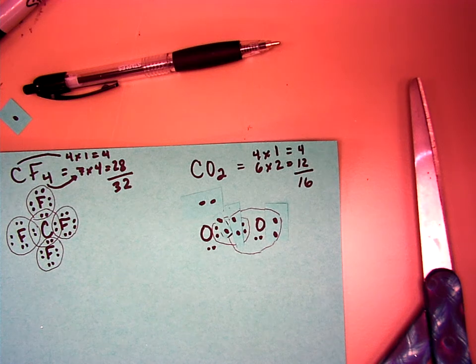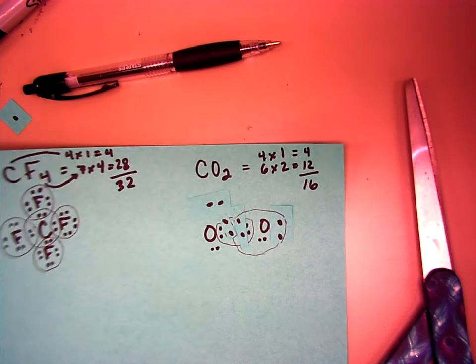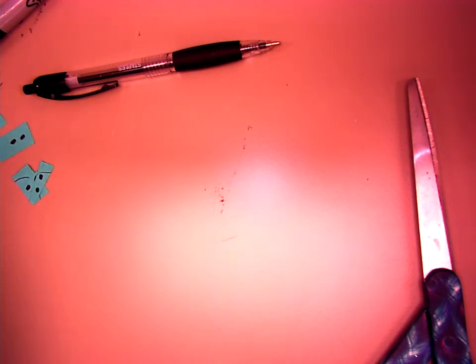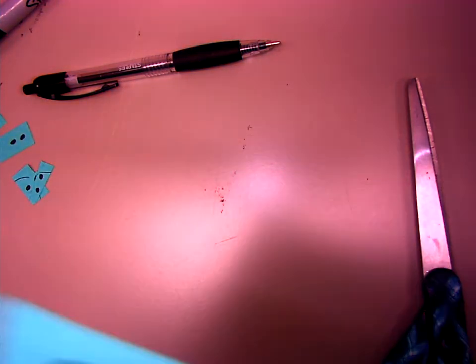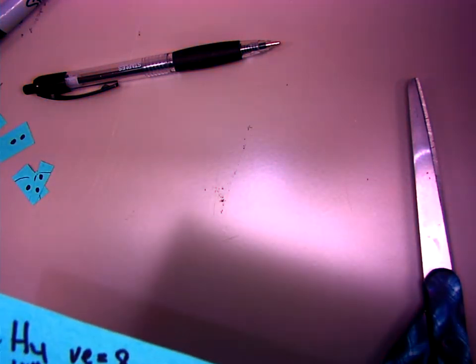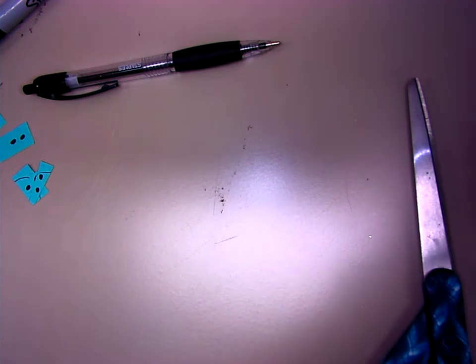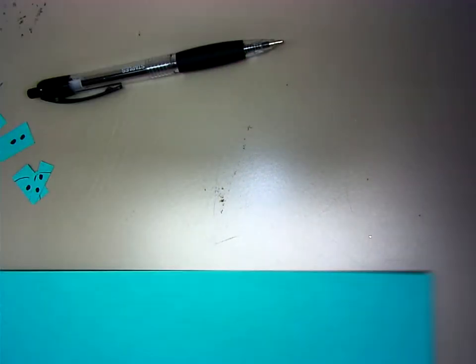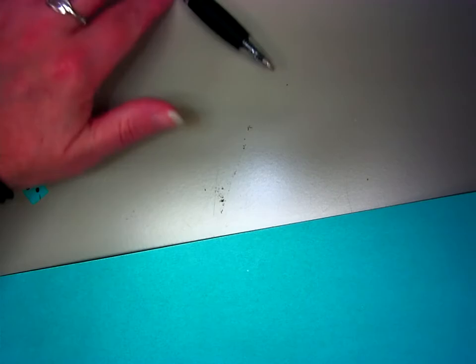Okay, today we're going to draw some Lewis dot diagrams. I had an idea on how I was going to do it, and it didn't quite work out the way I wanted to in the last little attempt at a video. So we're going to try this again and see how it goes. We're going to start with CF4 as our first molecule that we're going to draw.